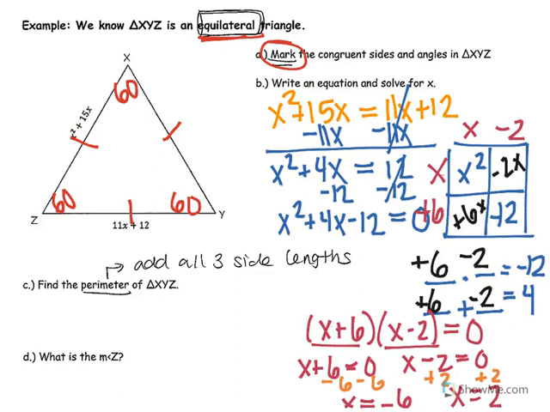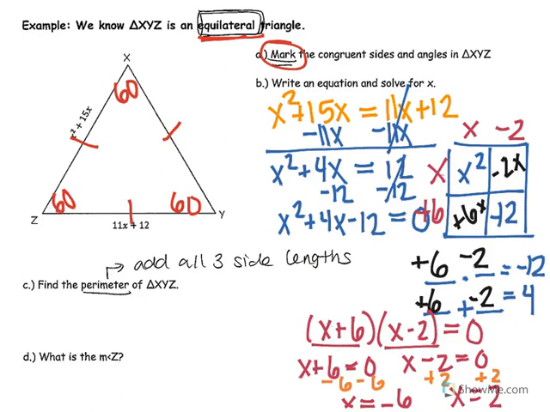And now we're correct. But, oh crap, I got 2 x values here. Which one am I going to use? Can I use one of them? Can I use both of them? And you got to figure that out. Okay? Let's look at the other questions, and maybe that will help us. Our goal in C is to find the perimeter of triangle XYZ. In order to find the perimeter, that means I have to add all 3 side lengths, which means I need to find the side lengths.